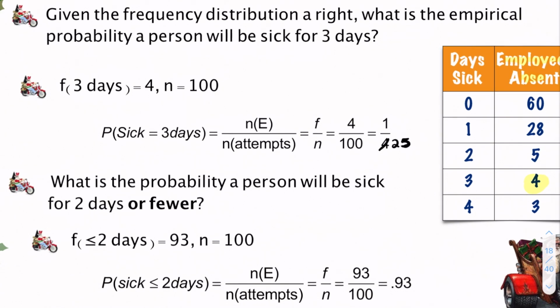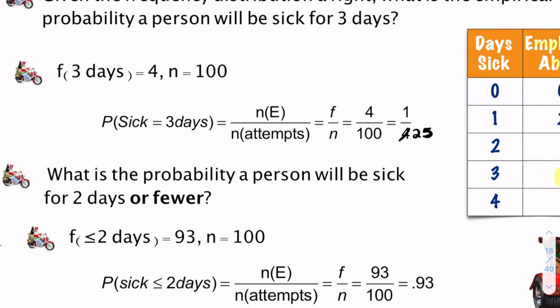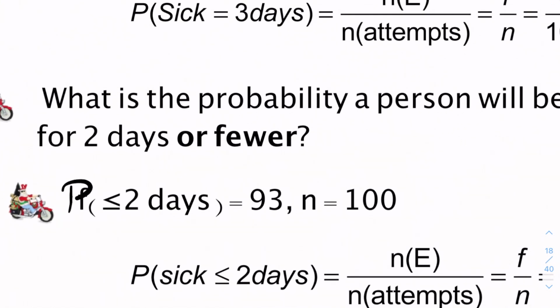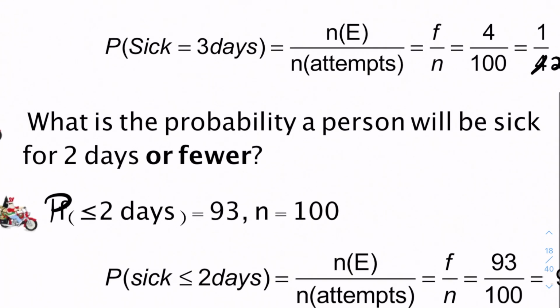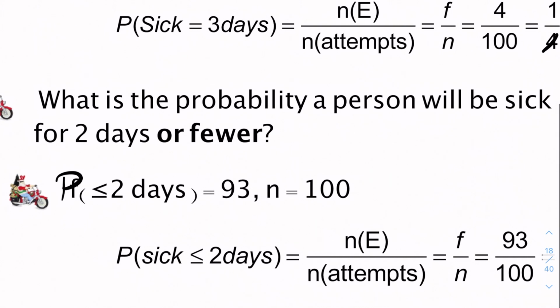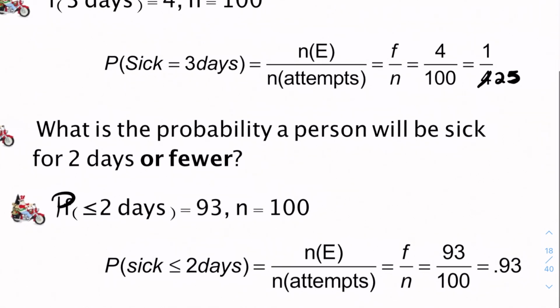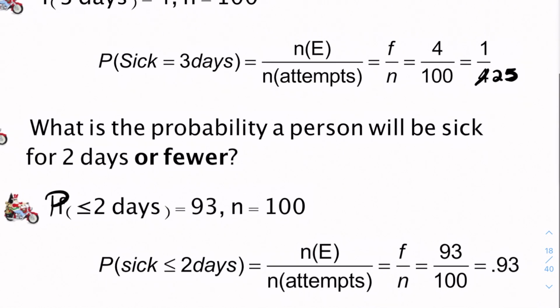If I asked you, what's the probability a person will be sick for 2 days or fewer, it's just really asking you, what's the probability that it is less than or equal to 2 days? So less than or equal to 2 days would be 60 plus 28, that would be 88, plus 5, which would be 93, over 100 total sick days. So we take the number in our event that we want, 93, over the number of attempts, 100, and we get 0.93.